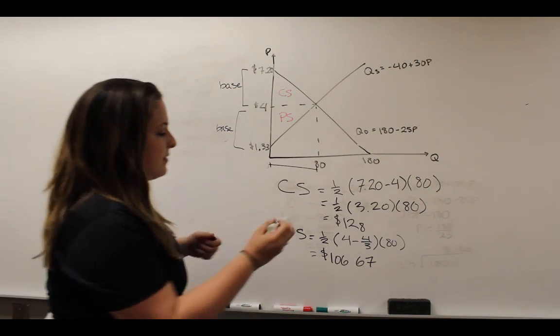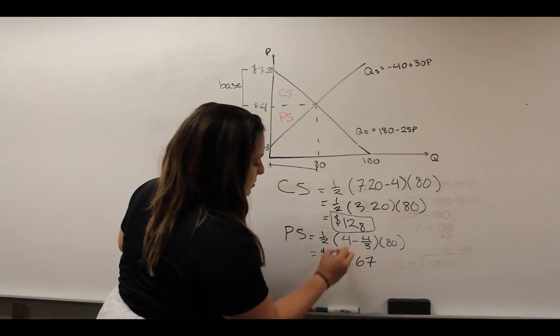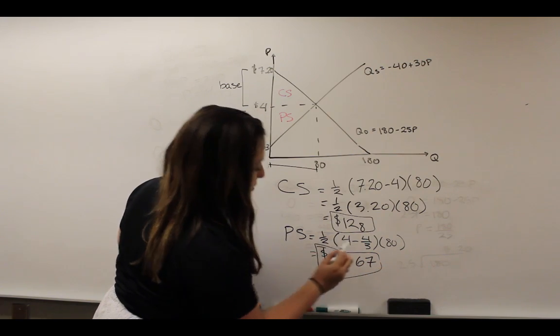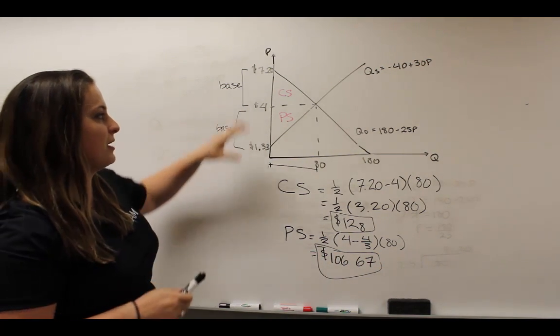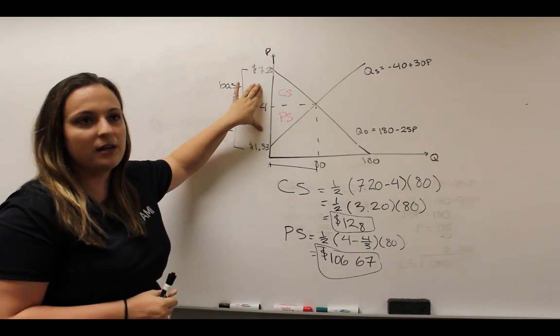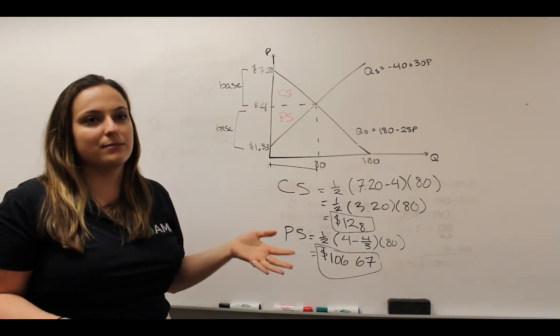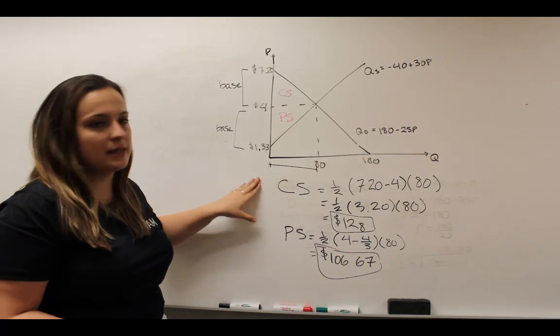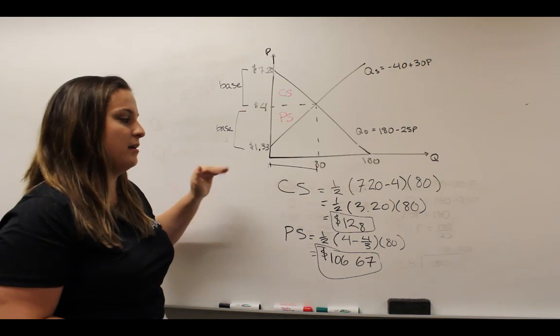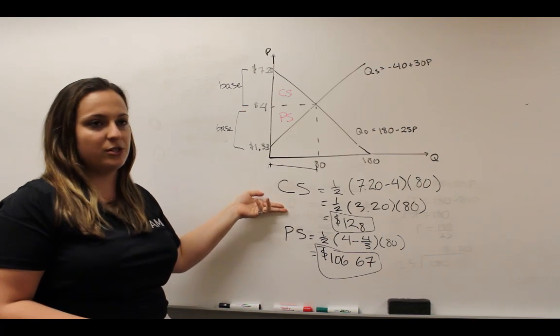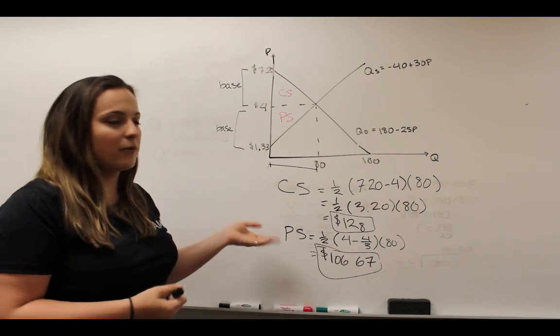And note too that these two answers are different. So be careful trying to assume that because the triangles look like they're equivalent, that the consumer surplus and the producer surplus are equivalent, because oftentimes they're not. Be sure to take the time to actually do the math and then find what the consumer surplus and the producer surplus are. That wraps up this question.